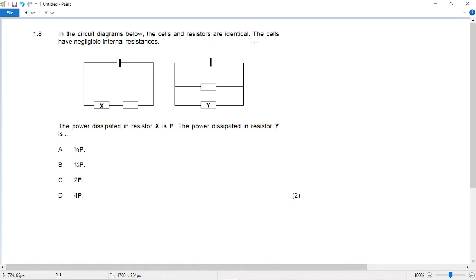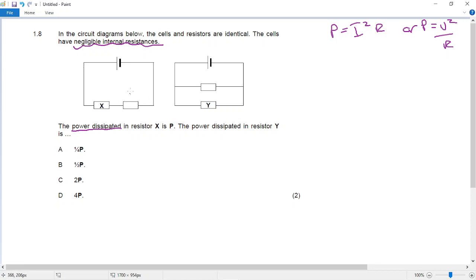Okay, this question here is taking your knowledge from grade 10 because it says the cells have negligible internal resistances. It says the cells and resistors are identical. Now they want you to talk about the power dissipated in resistor X is P, the power dissipated in resistor Y is what? To answer this question, we have to think about these circuits. We know if we're talking about power, we can use any of the formulas, I squared R, or power equals V squared over R. So before we go and look at the numerical value, let's have a quick think about what would actually happen.